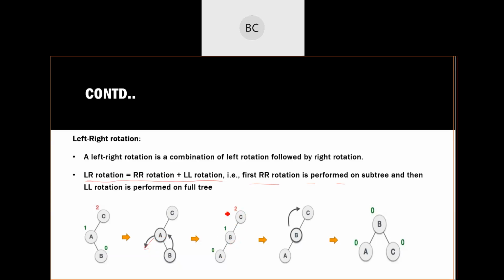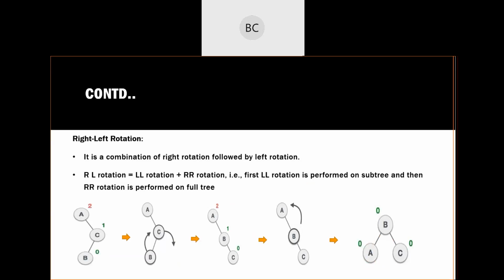Now you see it's still imbalanced, correct? So after this we will perform an LL rotation on the whole tree. That means you will again push this node downwards. Okay, it's a clockwise rotation again, or left rotation. So after pulling it, now B will become your root and A and C will become your children.